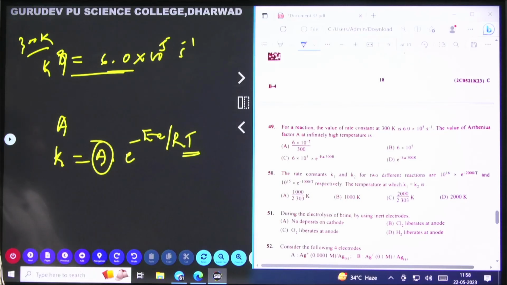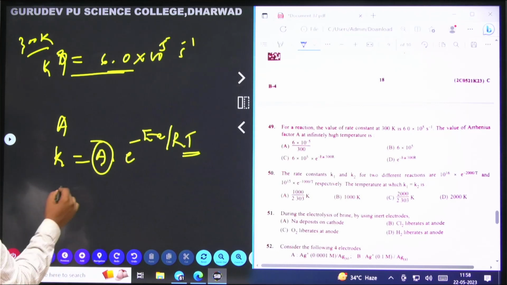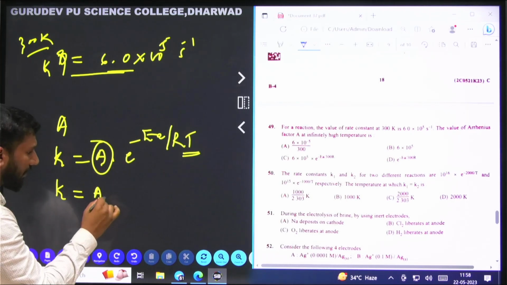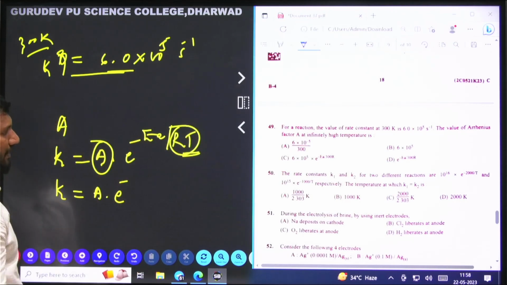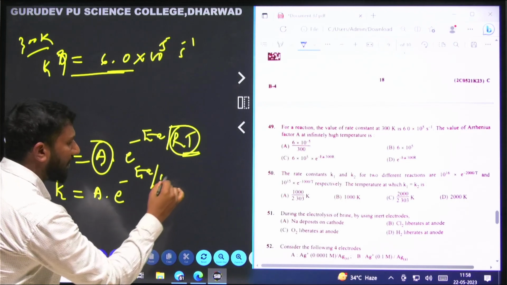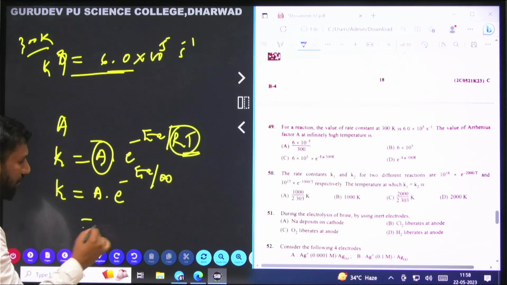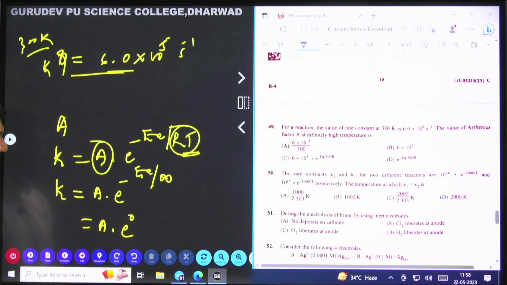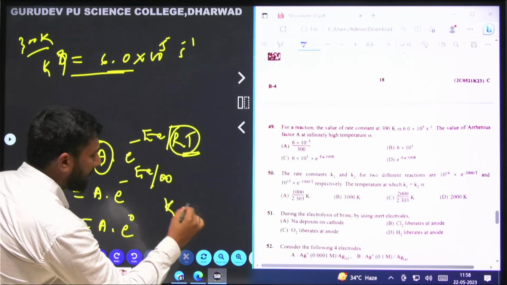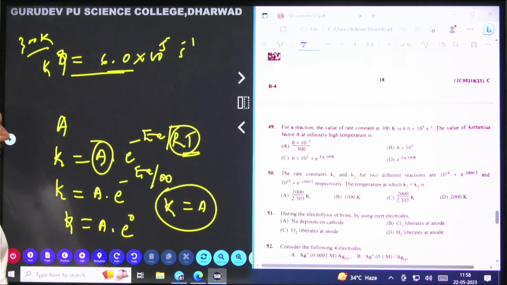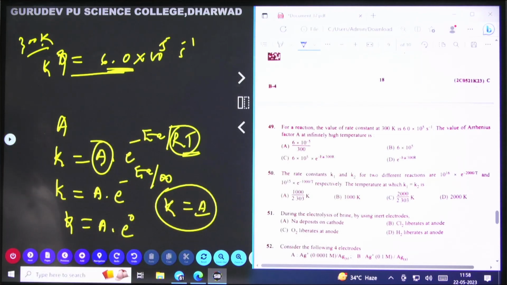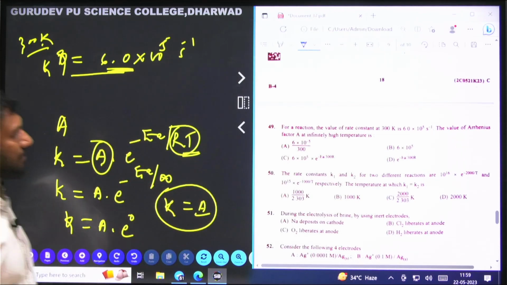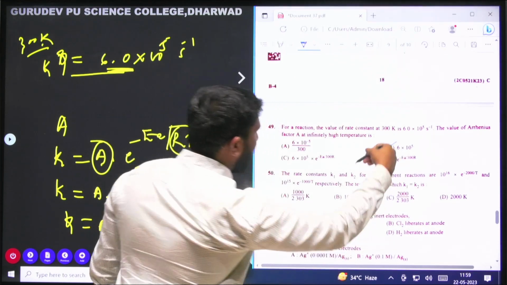They have asked us to find out what the Arrhenius constant becomes. So K is equal to A into E power minus EA by RT. At infinite temperature, it is EA by infinity. Anything by infinity is always equal to 0. Then anything power 0 is always equal to 1. Then K is equal to A. That means the rate constant value given at 300 Kelvin is equal to the Arrhenius constant A value. Hence option B is correct.